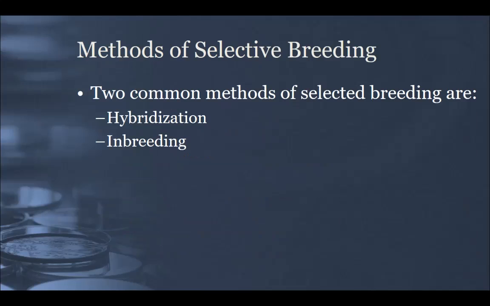Now, the two most common methods of selective breeding are hybridization and inbreeding. And you've probably heard both of these terms. A hybrid is a cross between two, so hybridization is the process of creating this mix. And inbreeding is exactly what it sounds like. You're taking individuals that are very closely related to each other and breeding them together to try and maintain the same results that you've been getting.